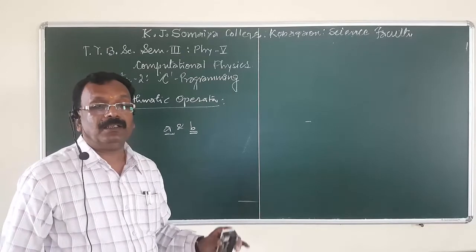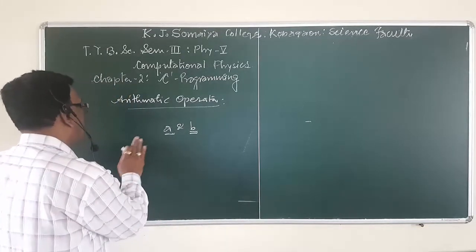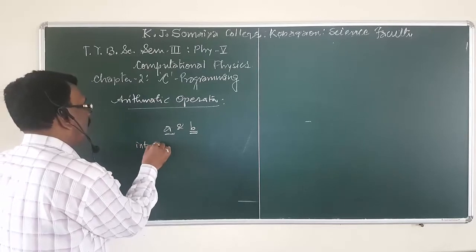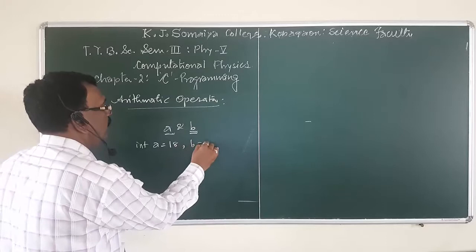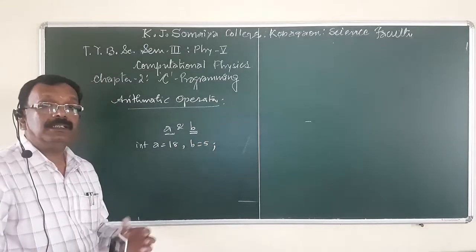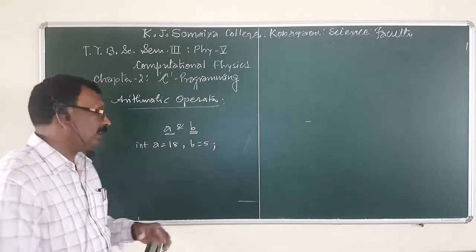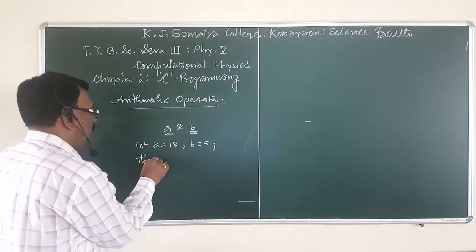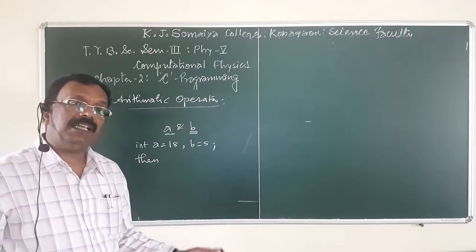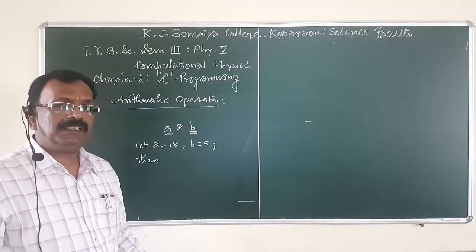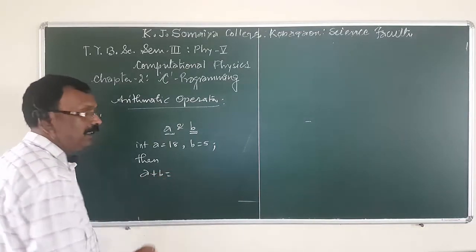A and B, the two variables, are declared in the program like this: int A is equal to 18 and B is equal to 5. In this way we declare these two variables A and B in the program. Then we are going to carry out different mathematical operations, specially arithmetic operations. First, A plus B. What is the result?